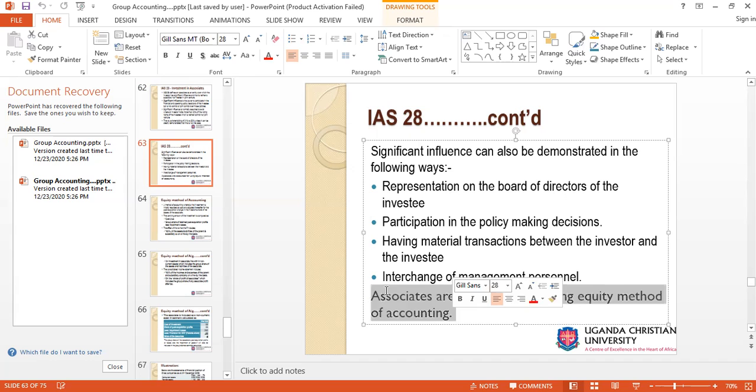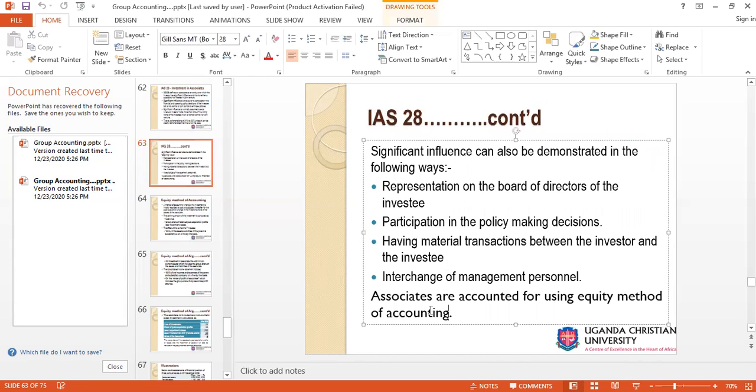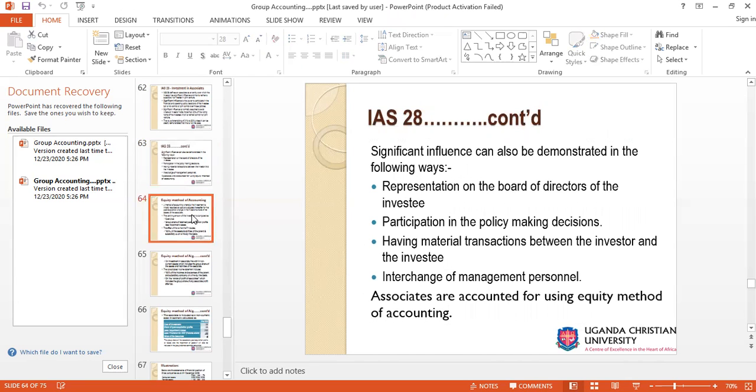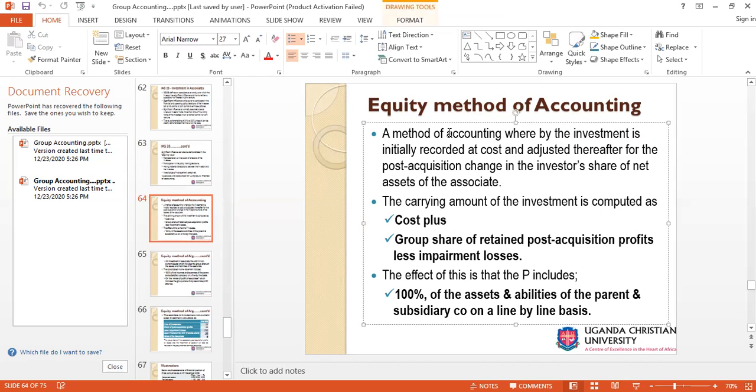Let's look at how we account for associates. Associates are accounted for by what we call the equity method of accounting. Equity method of accounting is the method used to account for associates. It is a method whereby the investment in associate is initially recorded at cost and adjusted thereafter for the post-acquisition changes in the investor's share of net assets of the associate.